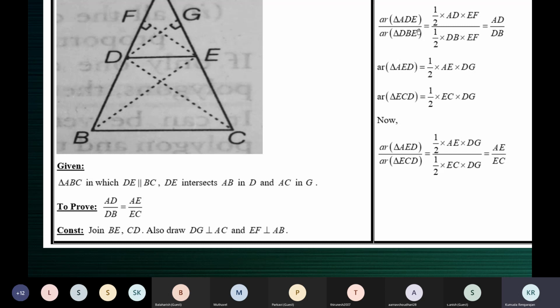You can see here DE is common. See here also we have DE. That means both the triangles stand on the same base DE. Here in the denominator we have D here, D here also. We have E here, E here also. The only other vertices different are B and C. So we have DE here, DE here also. The triangles are DEB and DEC. They stand on the same base.